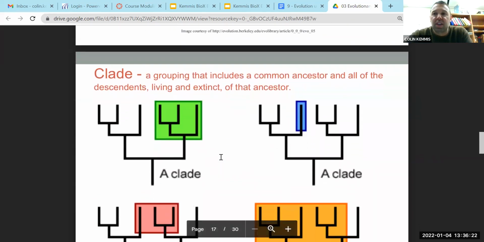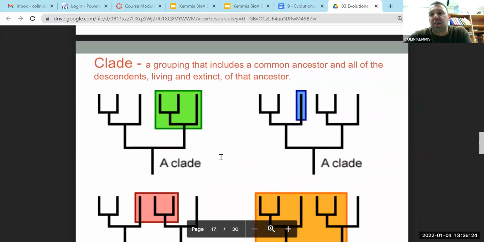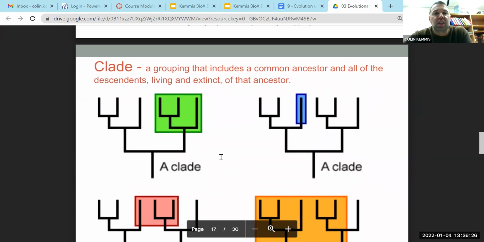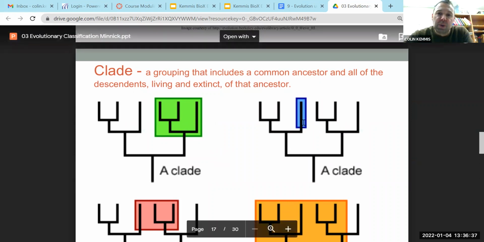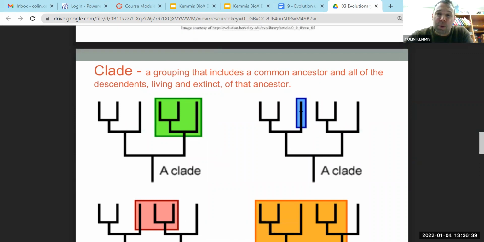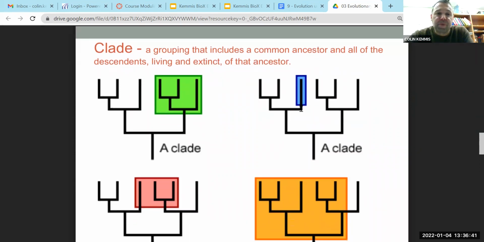All right, how about clades? This sounds like a good test question. A clade is a grouping that includes a common ancestor and all of the descendants, living and extinct. So this has a node here and everything after it. This one is after a node and has evolved separately, but it can still technically be a clade.